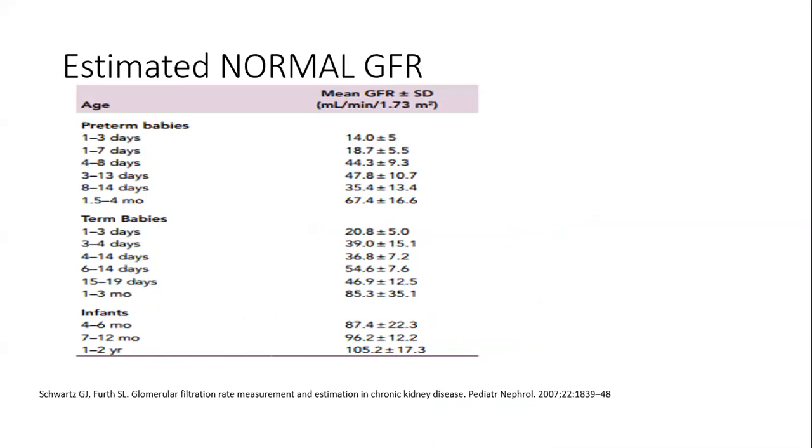This one is showing, for example, the average estimated GFR according to the age of the children. So as you can see, for example, for the first 3 days of life, eGFR is 14 plus or minus 5. When you come to, for example, the preterm, it is different for the term baby, 20.8 plus or minus 5. And at 1 to 2 years, GFR can be 105 plus or minus 17. So these are things people can look at later, especially the clinician, when they want to estimate the GFR for children.